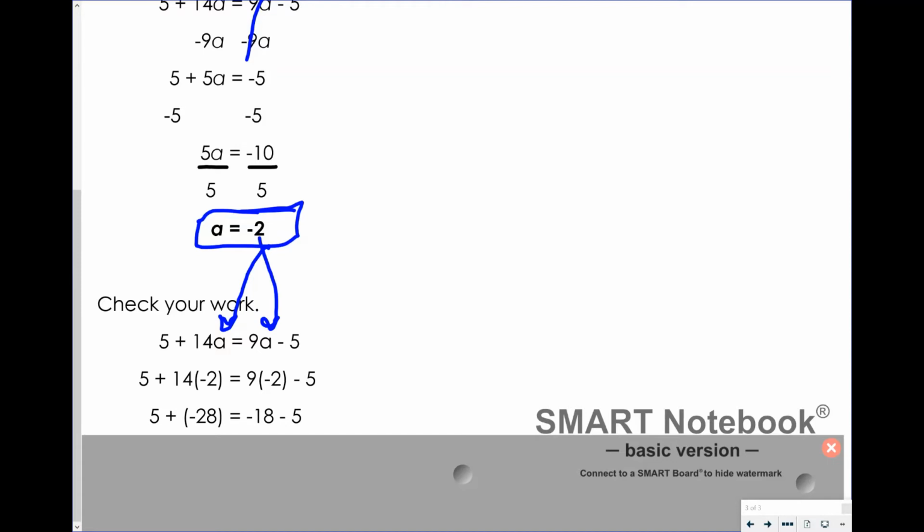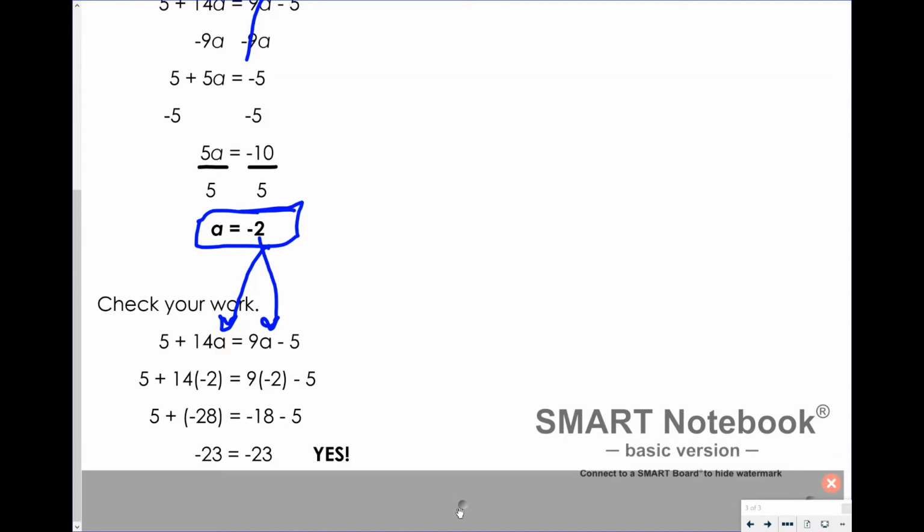So let's finish off to see. And what's 5 plus negative 28? Well, you can see the lovely answer here is negative 23. Then what's negative 18 minus 5? Negative 23. Does negative 23 equal negative 23? Oh, yes, it does. So you did your problem correctly. Excellent. Excellent job, ladies and gentlemen.